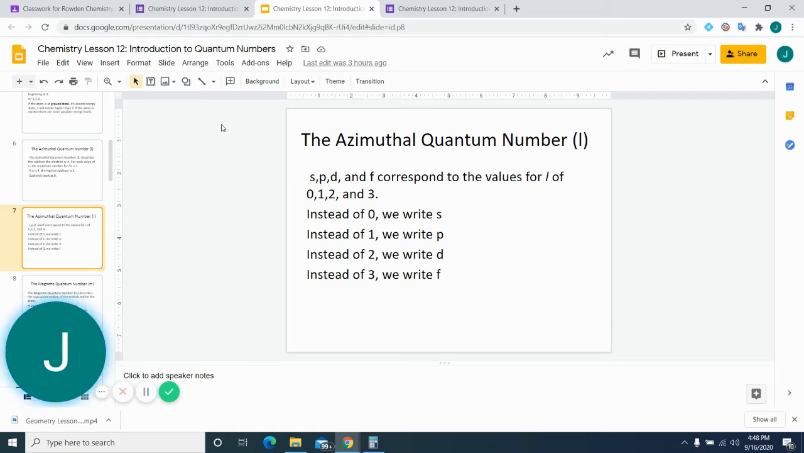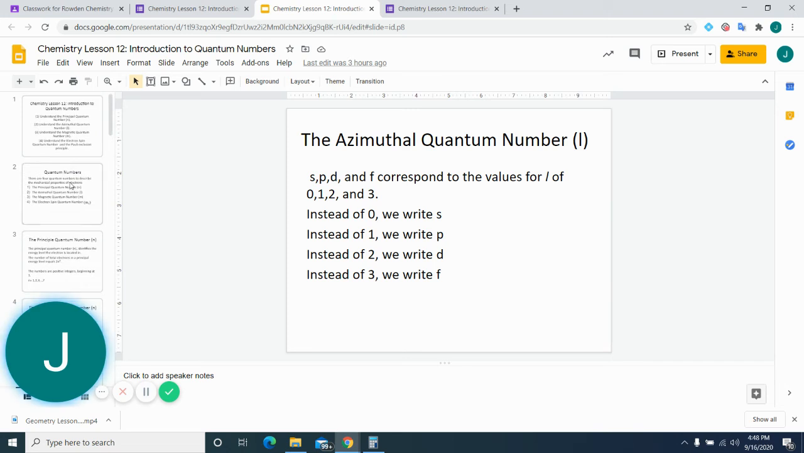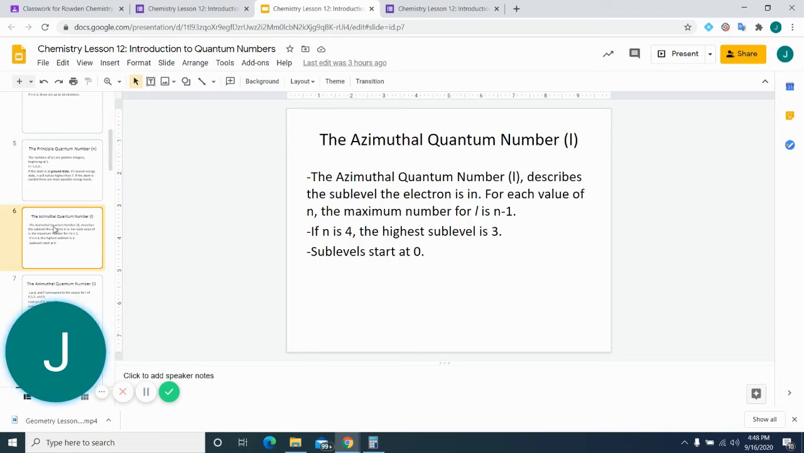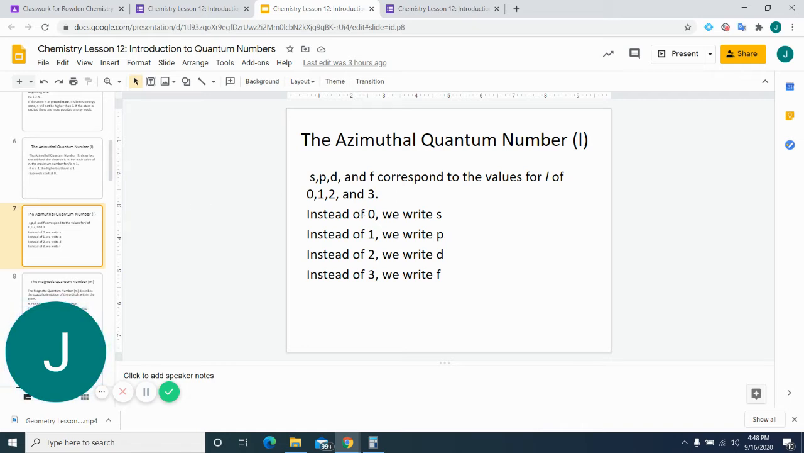So what we do for the second concept here, the azimuthal quantum number, instead of having numbers to represent it, we've picked the most common numbers, the first 4, and instead of writing 0, 1, 2, 3 to represent the sublevel, I know this seems confusing, but we have letters. That way, when you write this all out, instead of having energy level 3, sublevel 2, orbital 3, spin 1/2, all numbers, for the second one, instead of 0, we write S. Instead of 1, we write P. Instead of 2, we write D. 3, we write F.